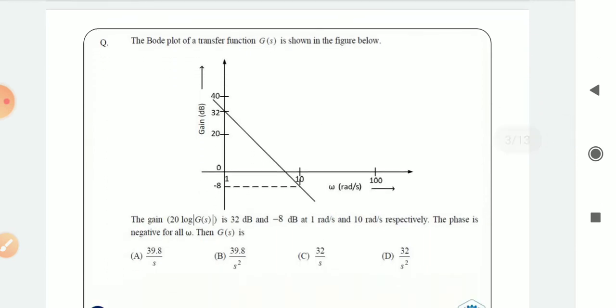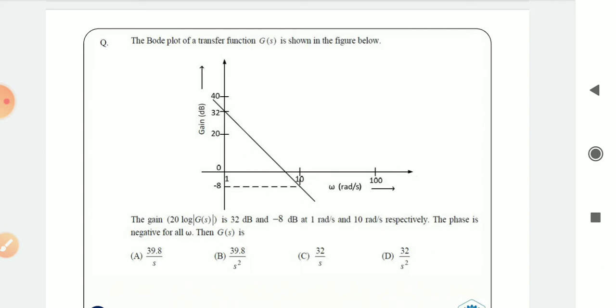the Bode plot of a transfer function G(s) is shown below, and it is given that the gain at different locations is minus 8 dB and 32 dB at 10 rad per second and 1 rad per second respectively. The phase is negative for all omega. We need to find the transfer function.